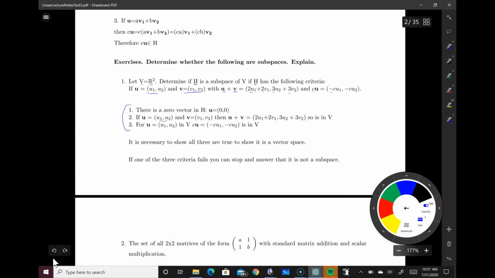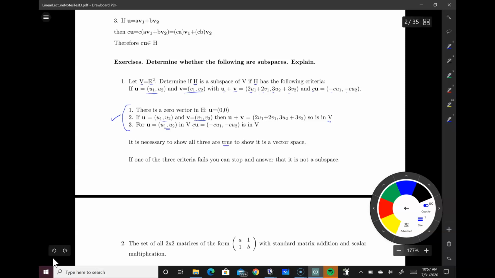So if I take 2 vectors that are in the subspace, then if I add them together, they stay in the subspace. They just happen to have this weird 2 and 3 combination going on. And if I take a vector in my subspace and I take a constant times it, it gives me the opposite sign, but that's still in the vector space. So all 3 things are satisfied. So this subspace H is a vector space.